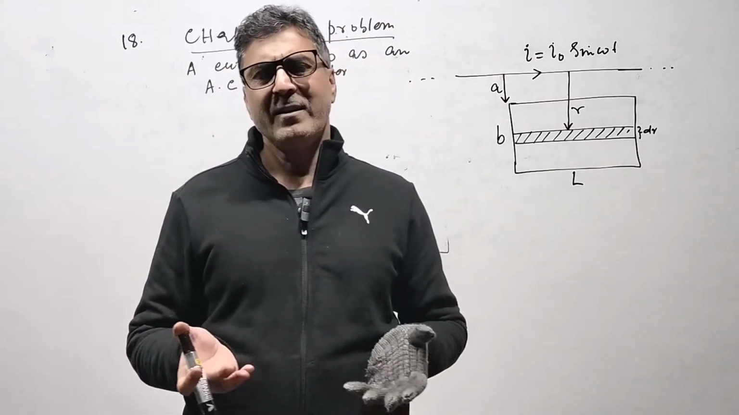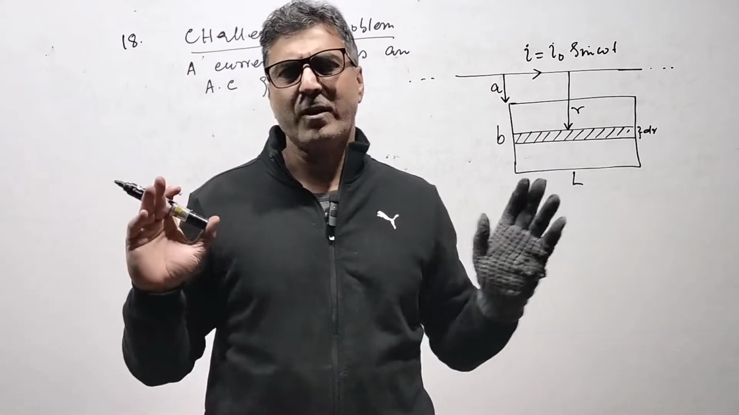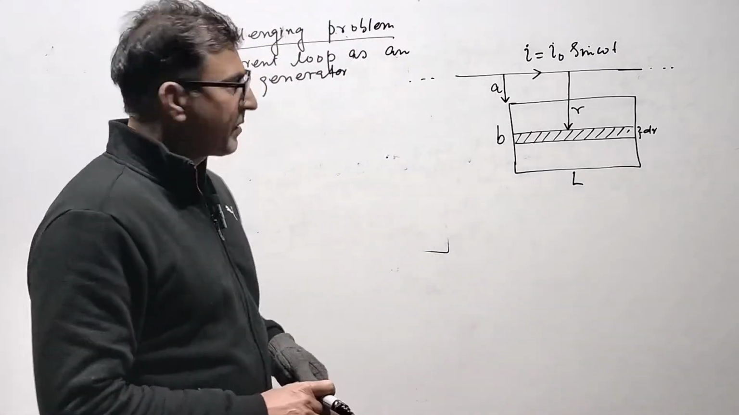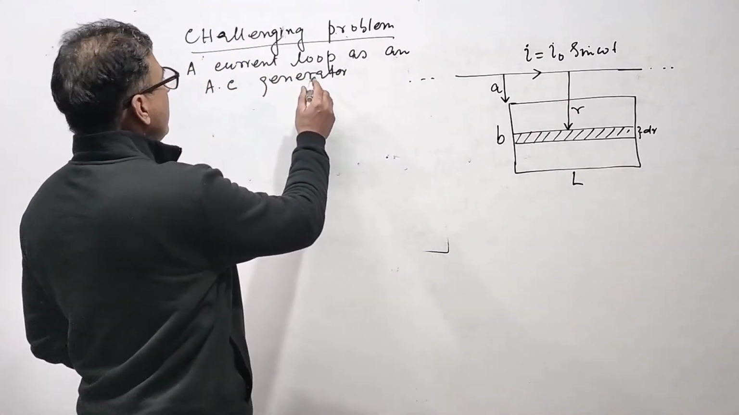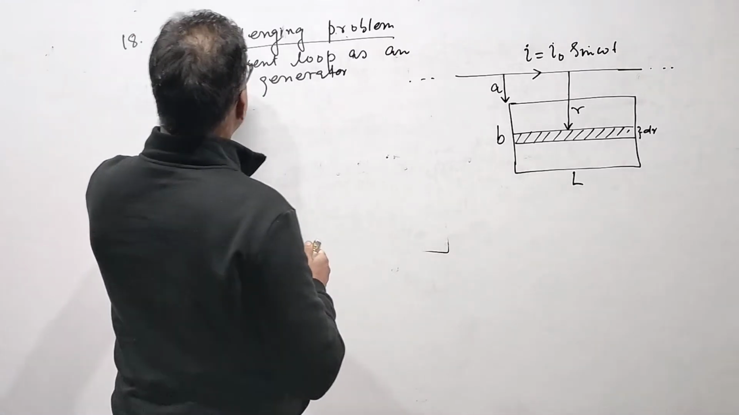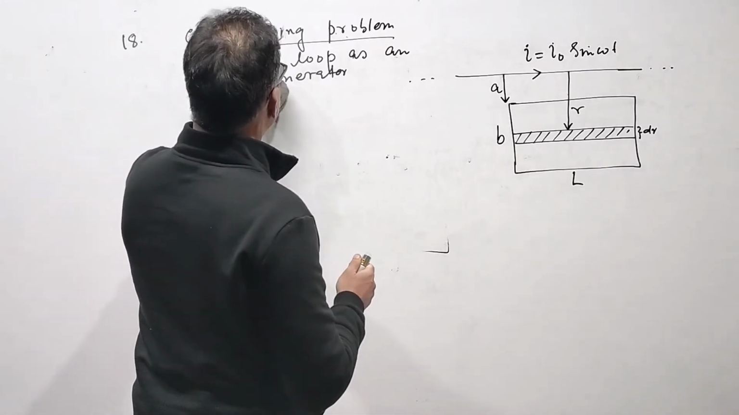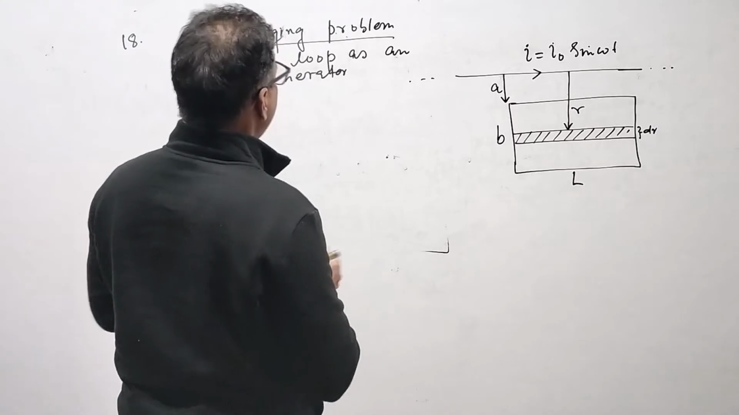Not by rotating it, nothing. Just a rectangular coil. So, a current loop, a wire loop.